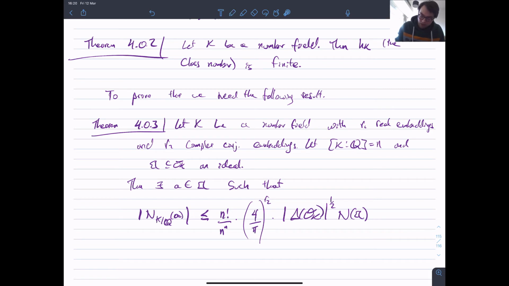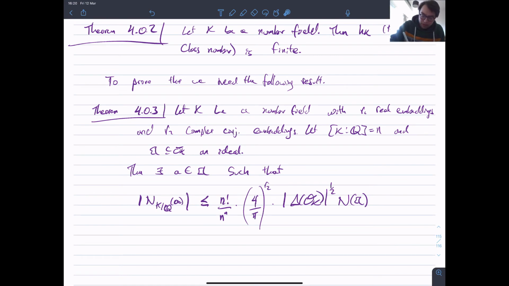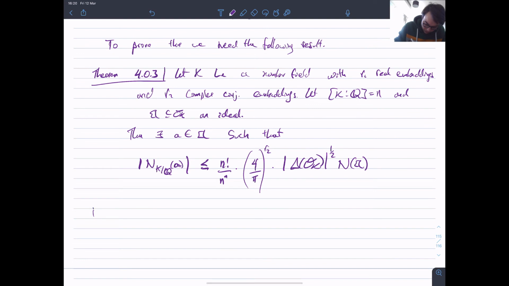This is the theorem that I'm going to assume. This is the theorem that needs to be proven with the stuff in chapter 6. The fact that pi is showing up is because you end up having to embed your number field into a bunch of copies of R^n and then compute the volume of some object. The proof is in chapter 6.